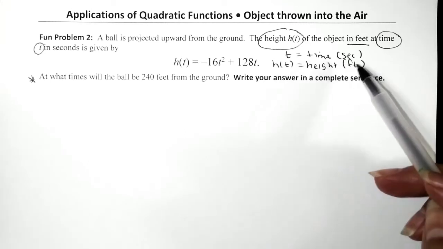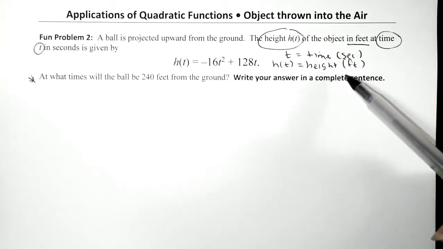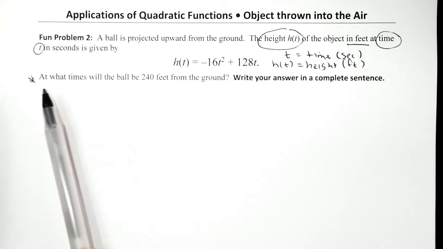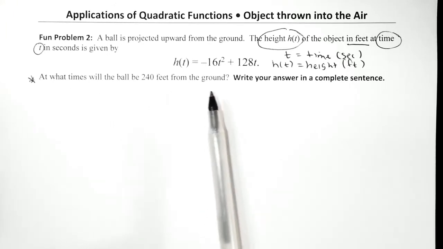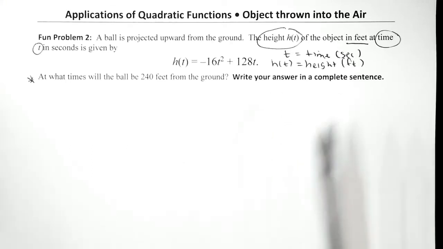Oh, it's just the time in seconds. What does H represent? Oh, it's just the height in feet. Now that we have that clearly delineated, we're good. So the question reads, at what times will the ball be 240 feet from the ground? And for some weird reason, we have to write our answer in a complete sentence.